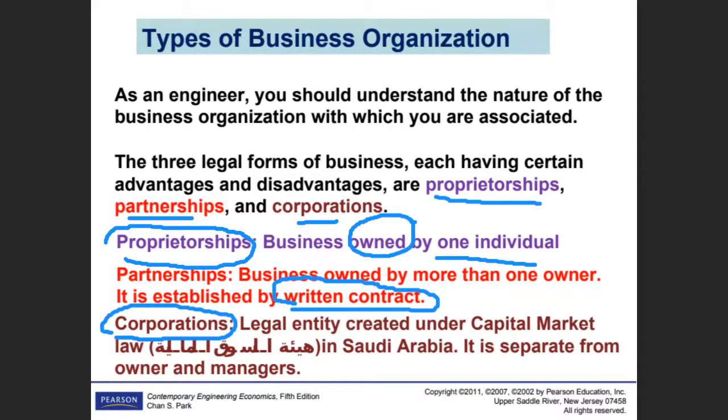So SABIC is a corporation. Royal Commission is not a corporation. It can be called an organization. Royal Commission is a government organization, but it is not a corporation because it is not listed on the stock exchange. Okay, so these are the three types of business organizations which you would be working with upon graduation. So that's why it is important.